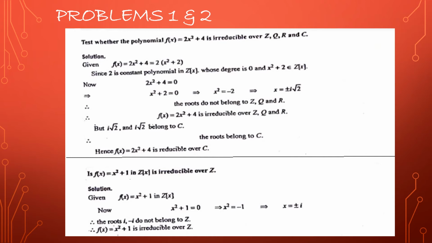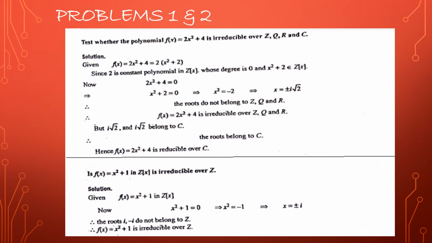So therefore this cannot be written as a product of two factors. So I cannot write x square plus 1 is equal to x plus i into x minus i. You might ask me, we can write it. Yes, you can write it under C, but not over Z. That is why clearly they have told over Z. Since they have mentioned clearly over Z, we have to restrict by saying that it does not belong to Z and it is irreducible over Z.